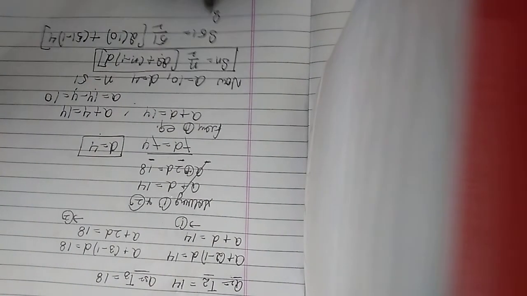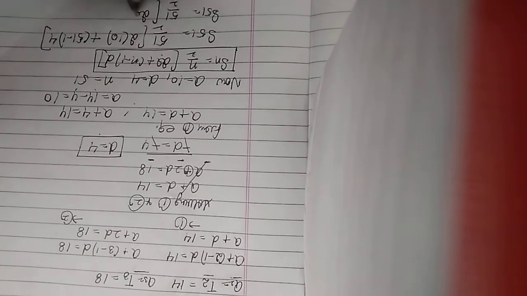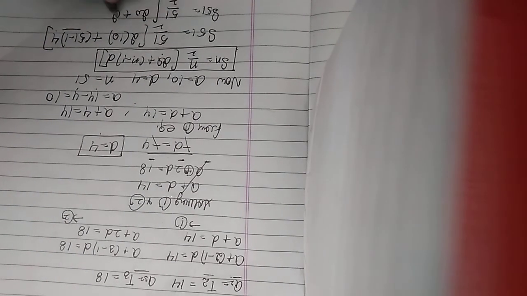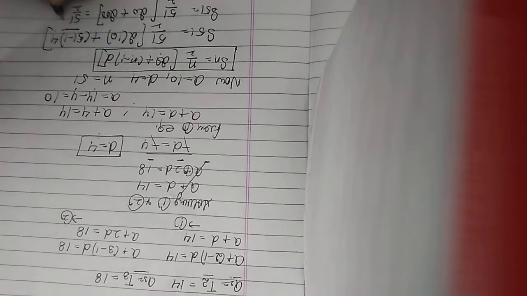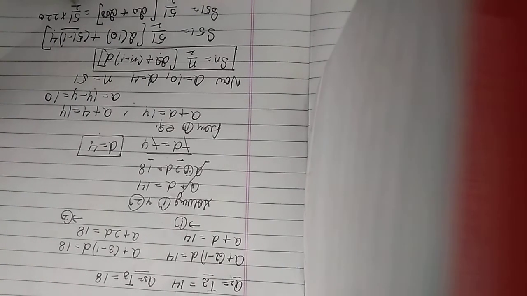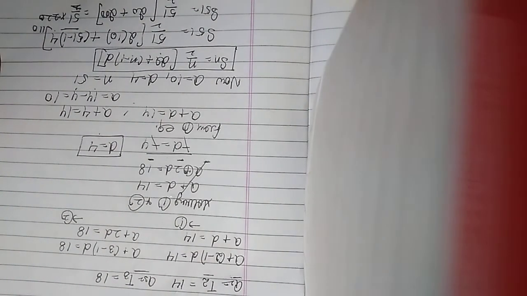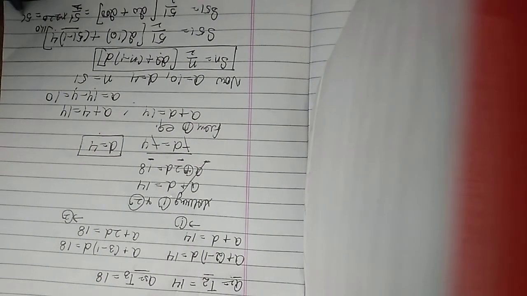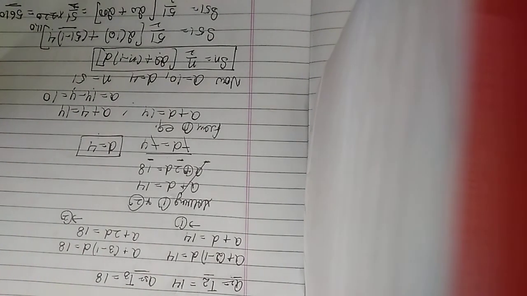So S51 equal to 51 by 2 into, 10 twos are 20, plus 51 minus 1, that is 50. 50 is multiplied by 4, that is 200. Now 20 plus 200 is 220. 51 upon 2, 2 cancels, 220 by 2 is 110. So multiply these both terms, our answer is 5610. So the sum of first 51 terms is 5610.